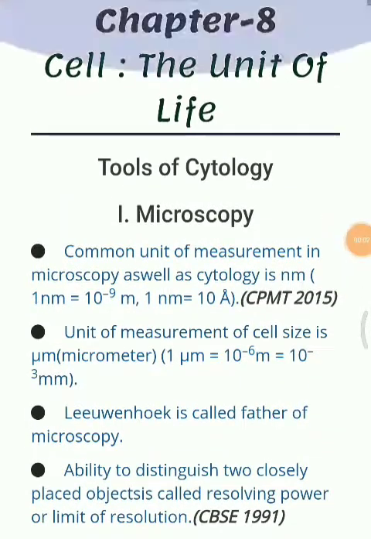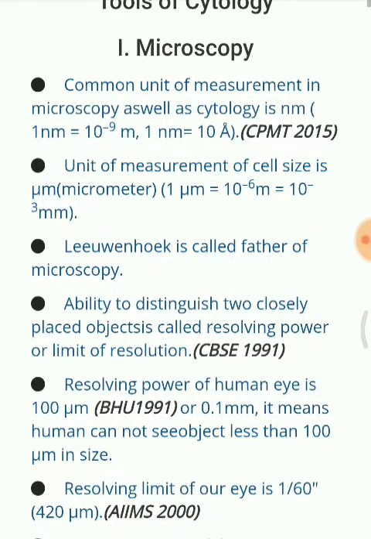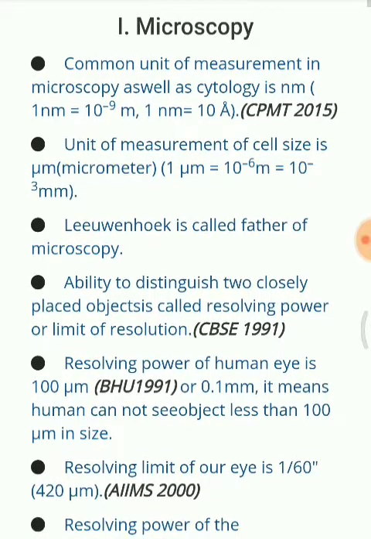Chapter 8: Cell, the unit of life. Tools of cytology: microscopy. The common unit of measurement in microscopy as well as cytology is the nanometer. 1 nanometer is 10 raised to minus 9 meter. 1 nanometer is 10 angstrom. The unit of measurement of cell size is micrometers. 1 micrometer is 10 raised to minus 6 meter.